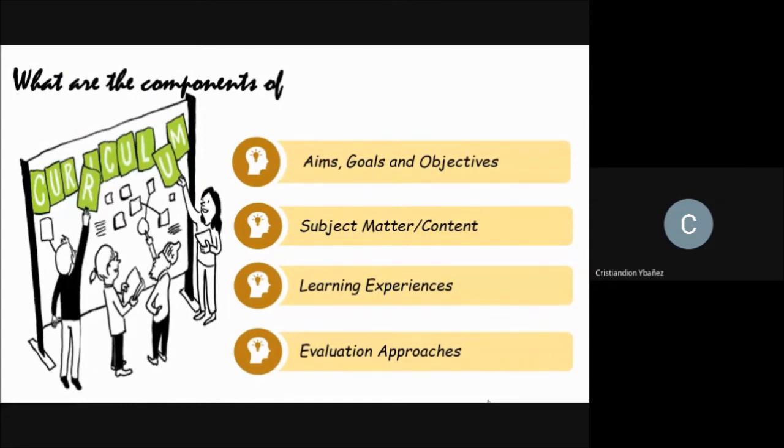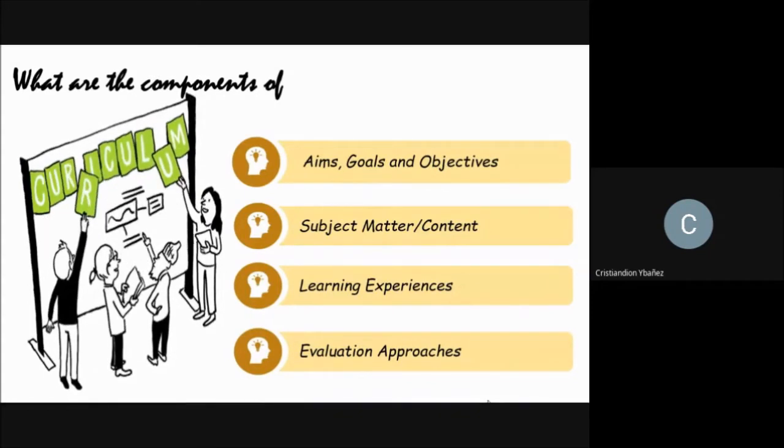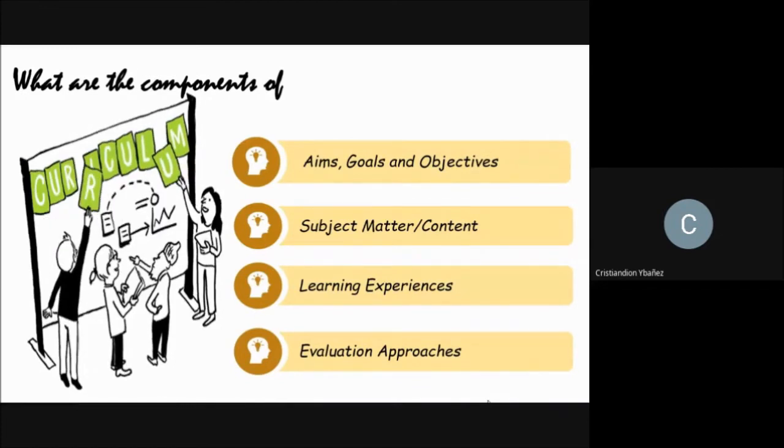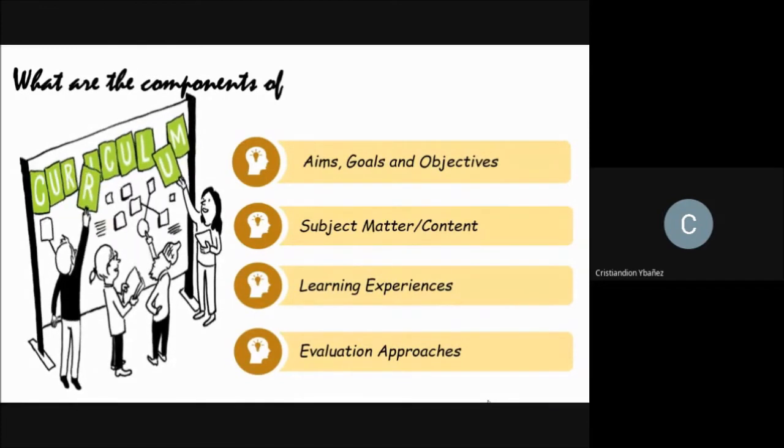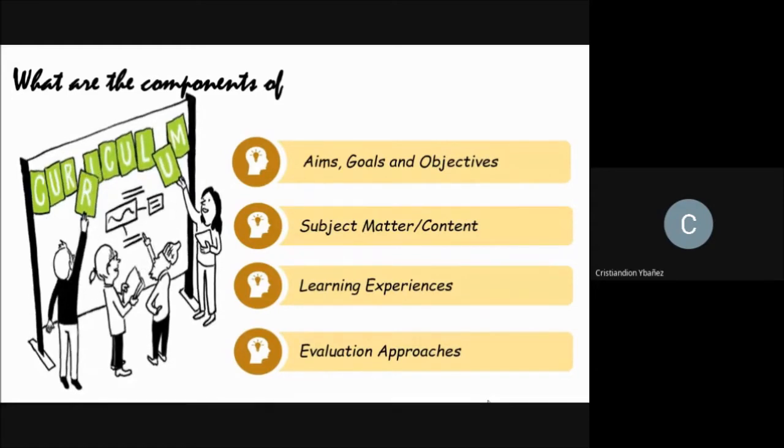If we are going to translate the four into questions, each component can be addressed by the following questions. The first one, for aims, goals, and objectives, we have what is to be done. Then the second one, what subject matter is to be included. The third one, what instructional strategies, resources, and activities will be employed. Fourth one, what methods and instruments will be used to assess the result of the curriculum?